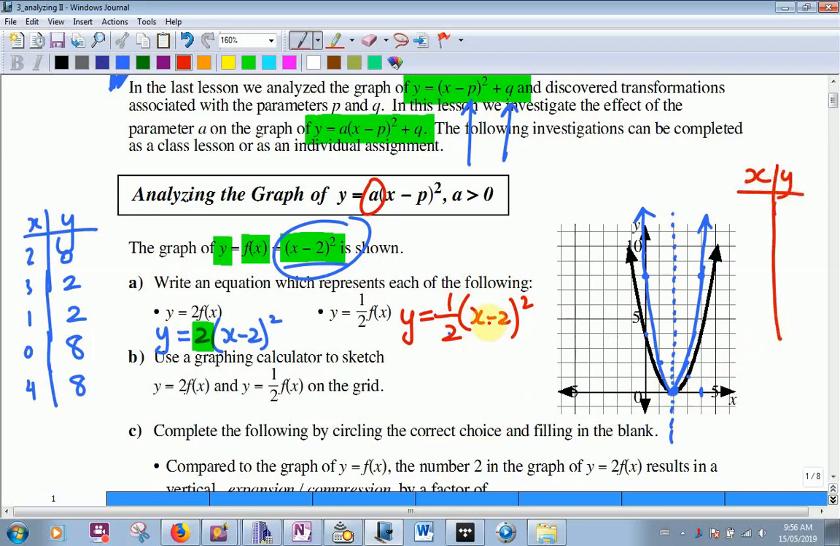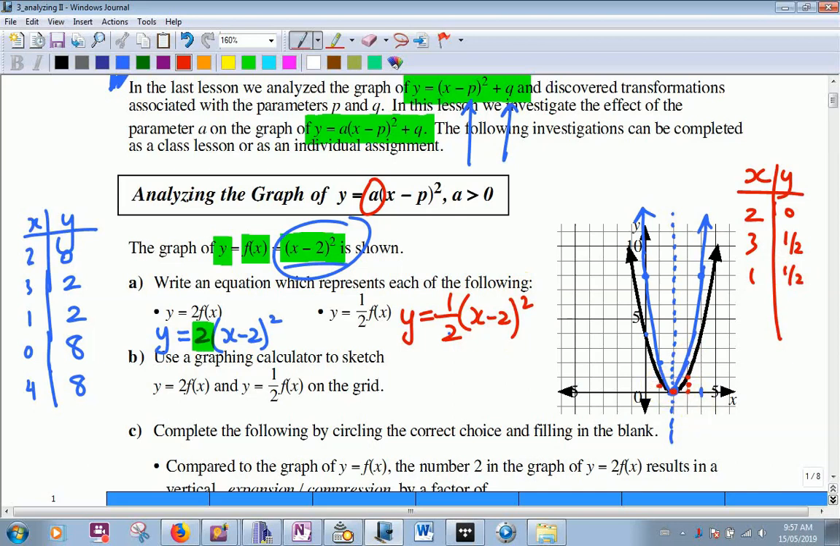Now, if I put in 2 again, I get 0. I don't care what a is. It's still going to be 0. That's going to be the same point. And let's just try that guy there. 1, 2, 3. 3 minus 2 is 1. Squared is 1. Times a half is a half. So it used to be 1 squared is 1. Now it's a half. And guess what's going to happen if I put 1 in here? Negative 1 squared is 1, times a half is also a half. Or 0.5 if you like decimals.